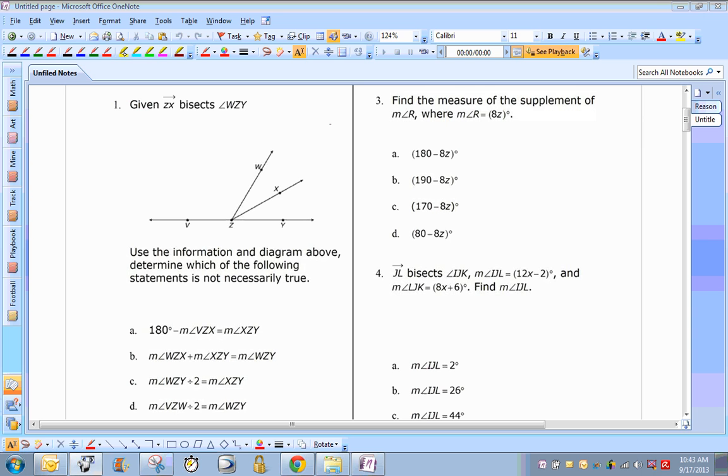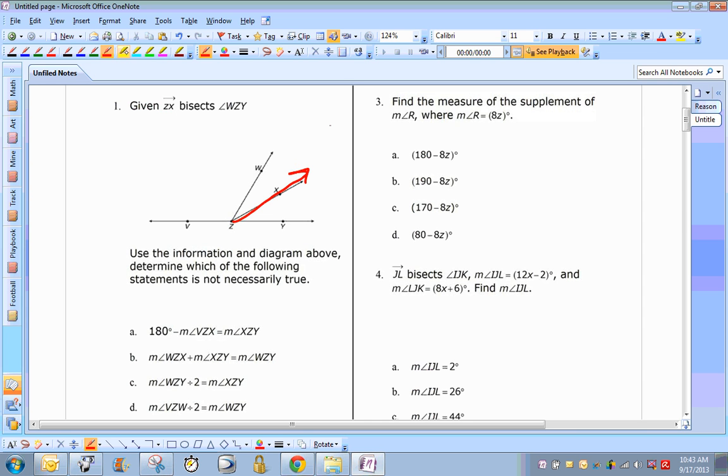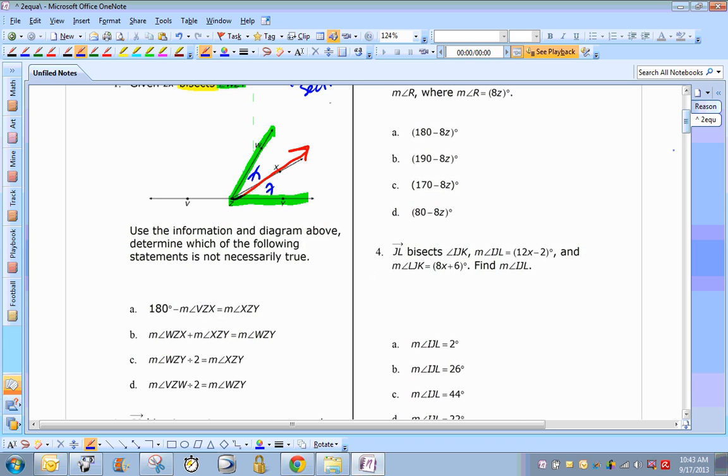So let's do this little review. ZX right here bisects. That's the key word, bisect. What does bisect tell us? It tells us it cuts it into two equal sections, and it bisects this big angle, WZY, W to Z to Y. So what I would do on my picture to draw that it's bisecting is mark that these two angles are equal. So now we can go through and figure out which one of these is true.